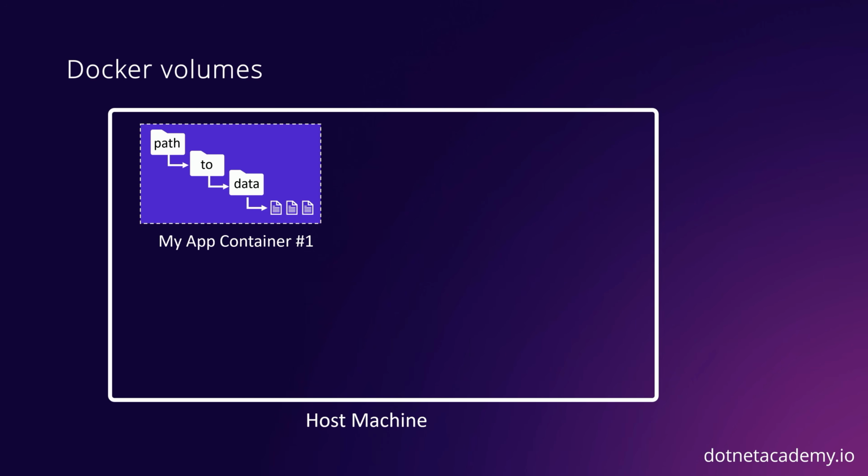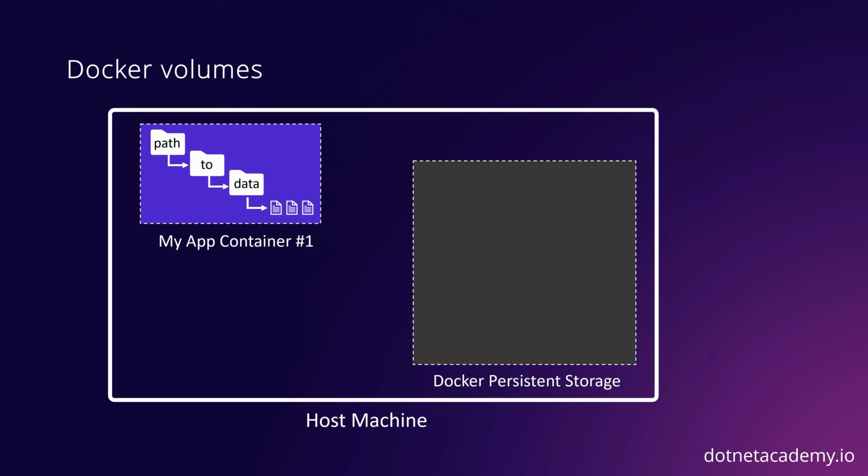This is where Docker volumes come into play. Let's see how they work. Once again, here's our host machine and our original container. A great feature of Docker is the ability to reserve space for persistent storage. This is a dedicated space on your host machine that Docker manages. Within this persistent storage area, we can create what is called a volume. Think of it as a special folder that Docker manages for us.